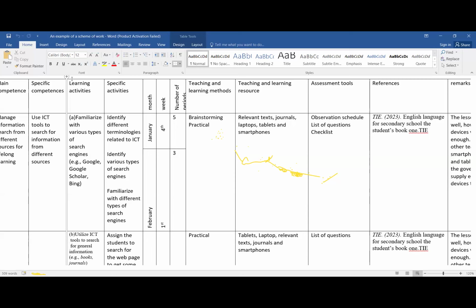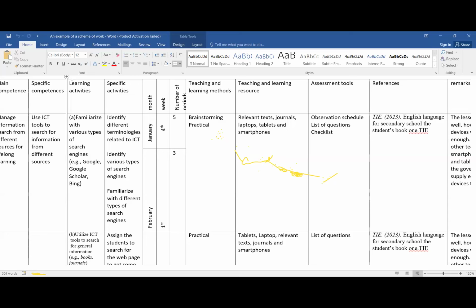And then you remain with 3 periods. Then the 3 periods go to February 1st. Then you can identify various types of search engine and familiarize with different types of search engine. That should be the 1st week of February, but you're going to use 3 periods. And this can depend on the weight of the specific activities and the learning activities.